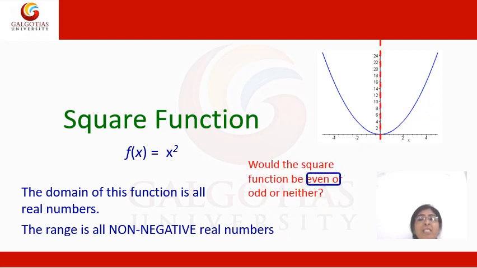Now check whether this square function is an even function, an odd function, or neither even nor odd. You can see that if I replace x with minus x, I am again getting x square. So it is an even function.